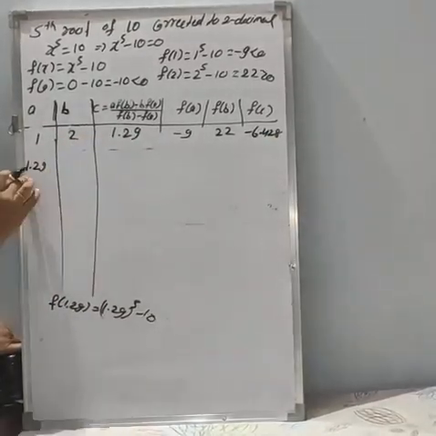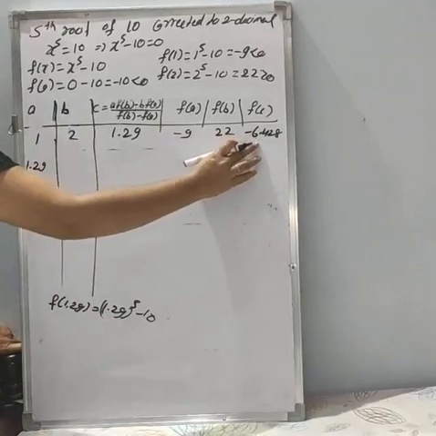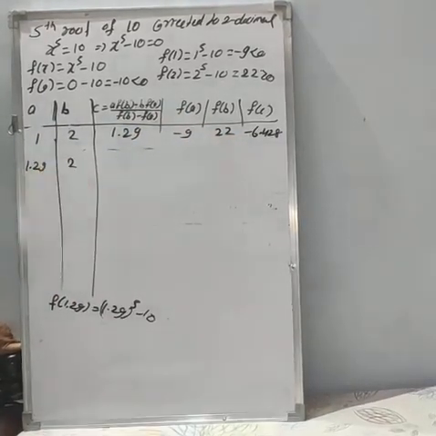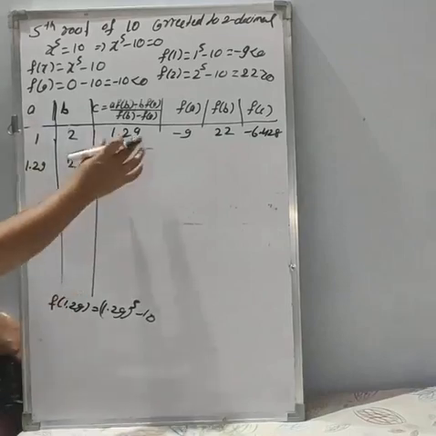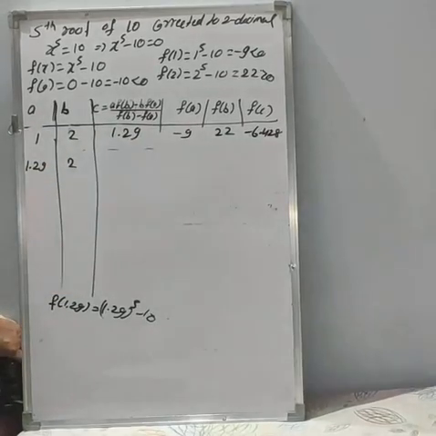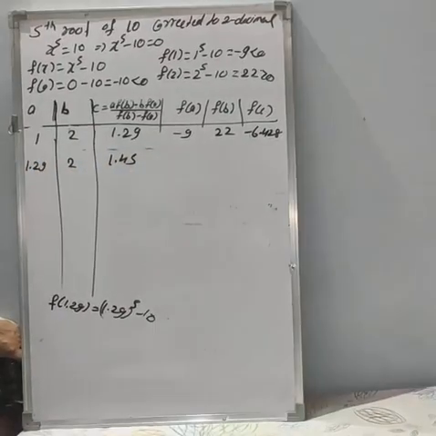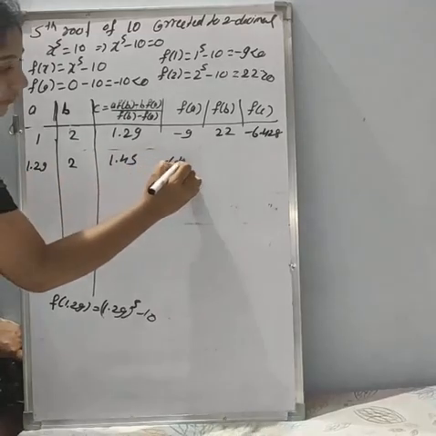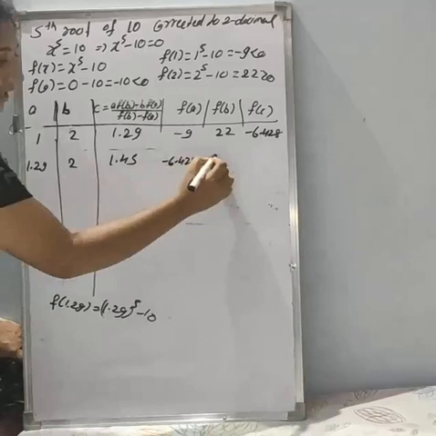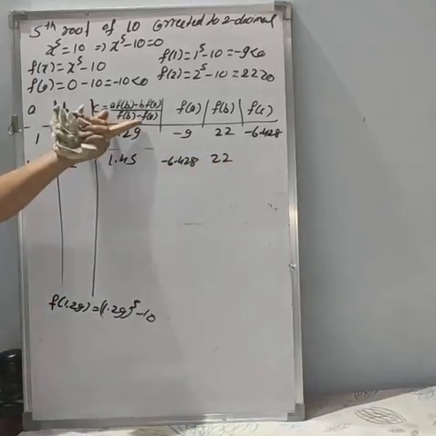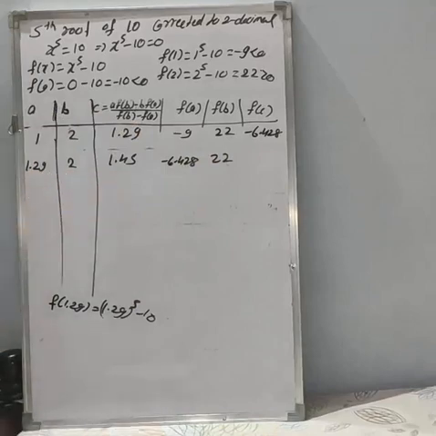Now our next root, a, is nothing but 1.29. And for b, the value 1.29 has a minus sign, so here we are having plus for b. Again 2 remains as it is. Substitute in this formula, calculate this, and you will get 1.45. So find f of a, already we have f of 1.29, that is minus 6.428, and f of b is again the same, that is 22.